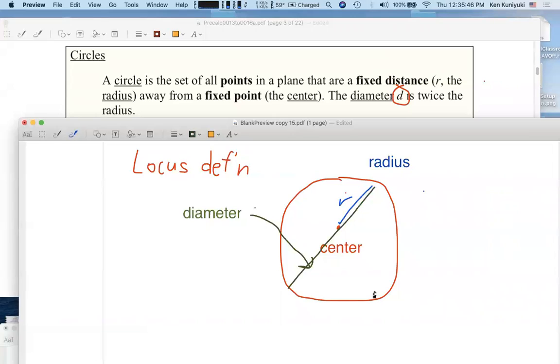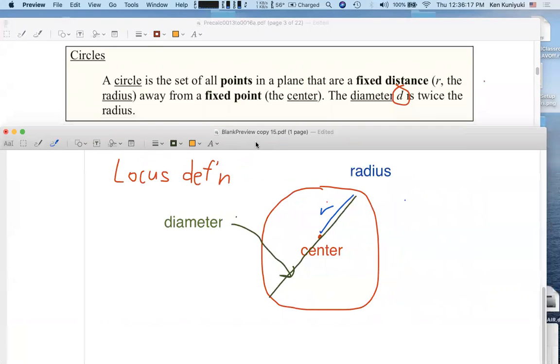By the way, you can define a diameter as the length of the longest chord that can go through a circle. A chord is a line segment that connects 2 points on the circle as endpoints. 2 distinct endpoints. The diameter is the longest such chord that goes through a circle, and it has to go through the center. Okay, so that's the locus definition of a circle.